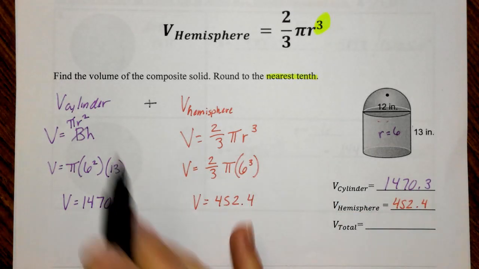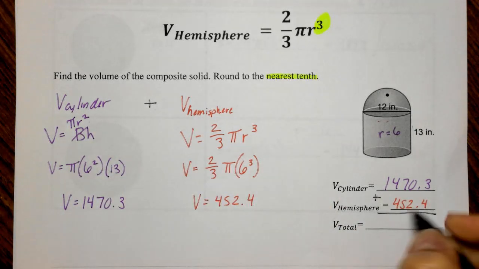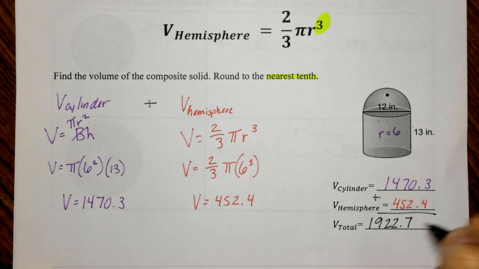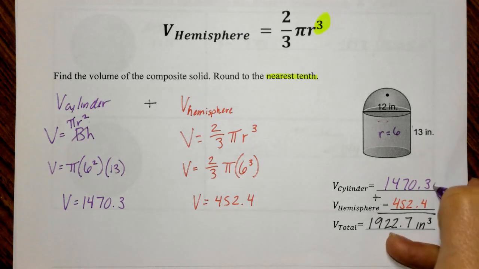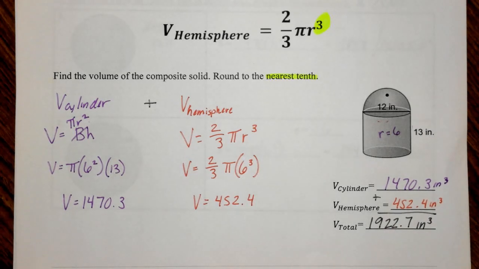So, as we said, we're going to take these two and add them together, and this will equal 1,922.7, and we have inches cubed. These are all going to be inches cubed. Okay, so spheres, hemispheres, and composite volume.